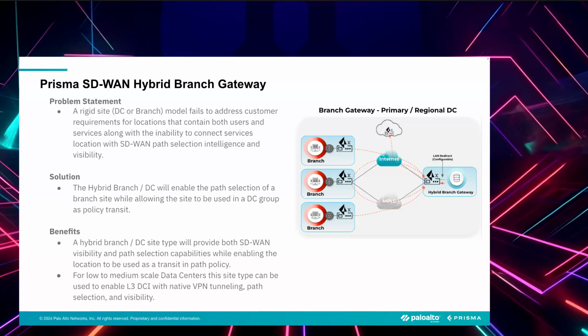And for low to medium scale data centers, this site type, the hybrid branch gateway, can be used to enable L3 DCI with native VPN tunneling, which helps with path selection and visibility.